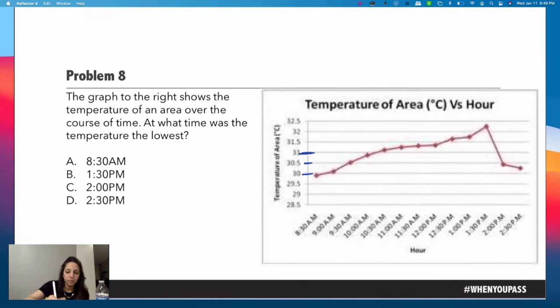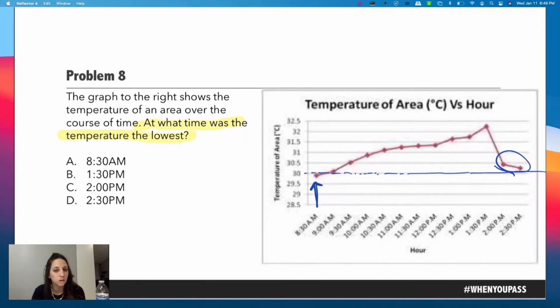Let's look at the question. At what time was the temperature the lowest? So I'm literally going to look at the lowest point of my graph. The lowest point of my graph is actually going to be right at 8:30. How do I know that? Because it's sitting below this 30 line, and I'm going to stretch this 30 line all the way across. See, even these 2 dots don't dip below that 30 line. So at 8:30, our temperature is the lowest.